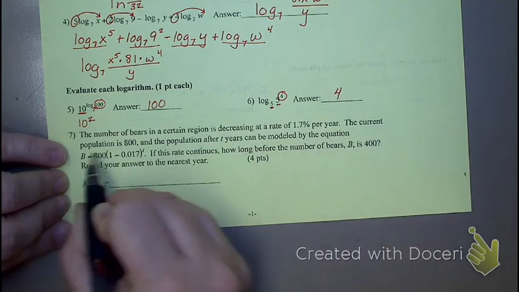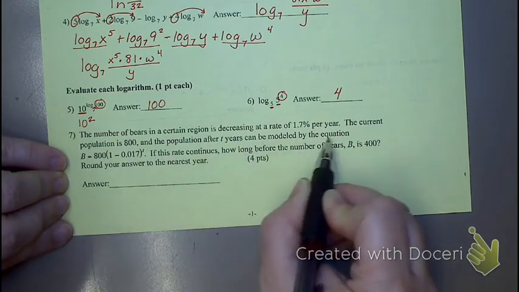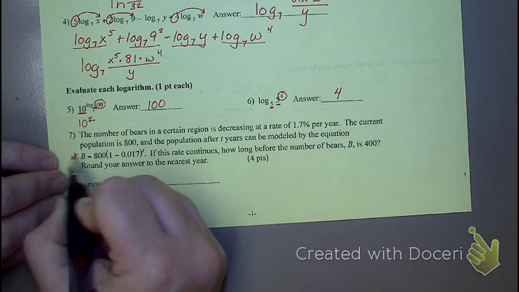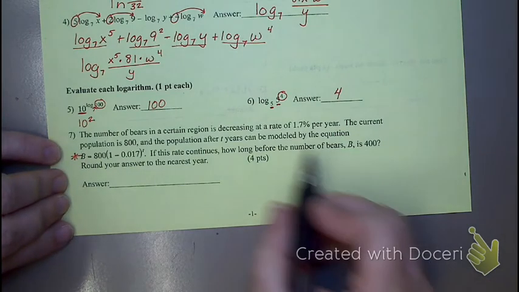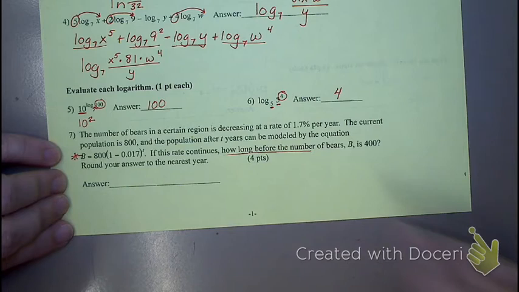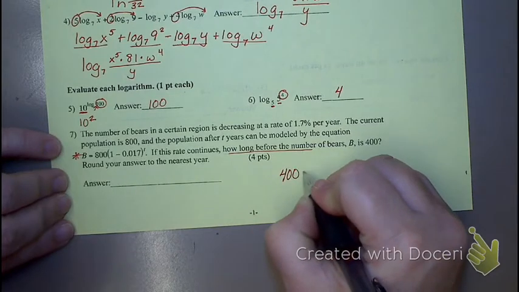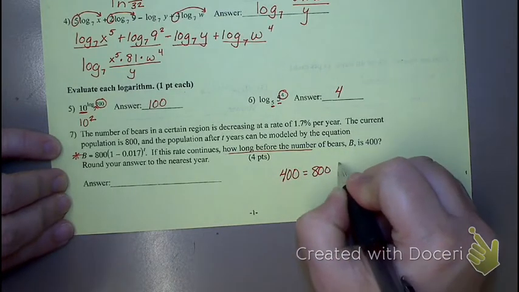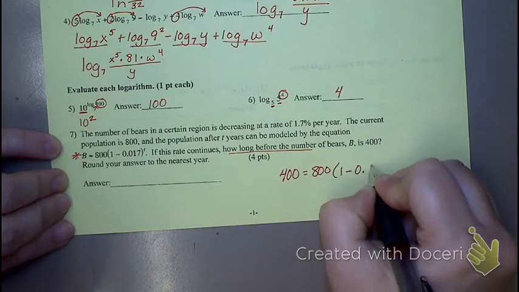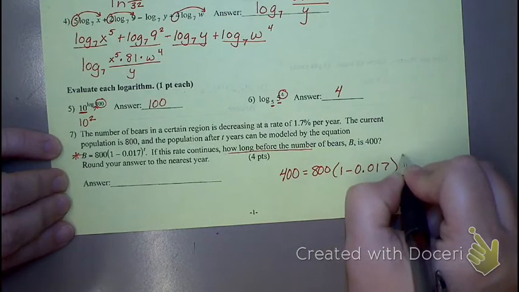Okay? All right, the number of bears in a certain region is decreasing at a rate of 1.7% per year. The current population is 800, and the population after 2 years. Oh, good, they gave me an equation. So I'm going to use that equation. And I want to find out how long before the number of bears is equal to 400. So I want to know, when does 400 equal 800 times 1 minus 0.017 to the t?